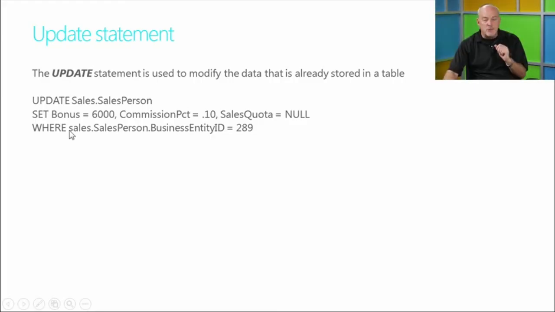If that where clause wasn't there, what would have happened just now? Everybody would have gotten a $6,000 bonus, a commission rate of 10%, and the sales quota would have been set to null. That means they don't really have to work. That to me was what I call an RPE. Anybody heard of an RPE? I teach the admin class for SharePoint and SQL Server. An RPE is a resume producing event. We want to avoid resume producing events. I think everybody getting a $6,000 bonus by executing this command without a where clause could be an RPE. So we want to be careful with those.